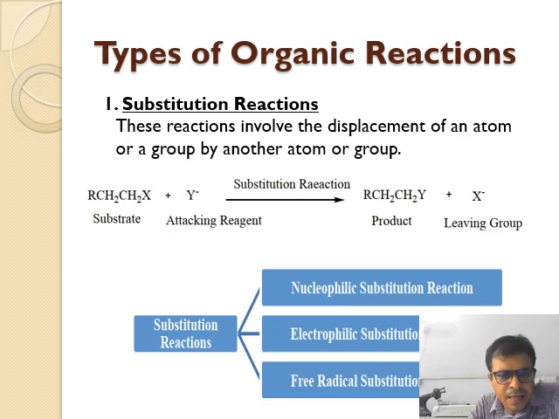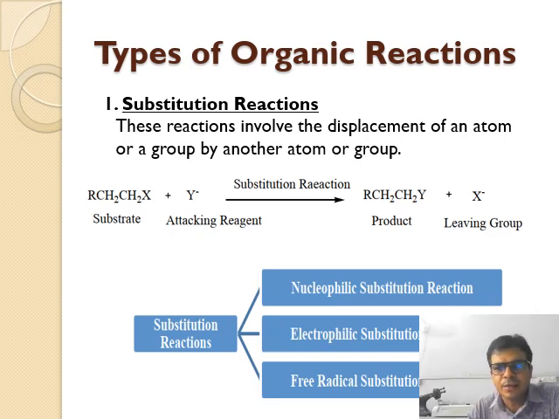Now, this is RCH2CH2X, where X is any halogen. This is the substrate, and here is the attacking reagent, Y negative, which means it is a nucleophile. Now the substitution reaction is taking place. What is happening? X negative is the leaving group, and Y attacks on the place of CH2 because the positive charge must be developed here. So this is the formation of the product. Now, substitution reactions are of the following types: nucleophilic substitution reaction, electrophilic substitution reaction, and free radical substitution reaction. Right?